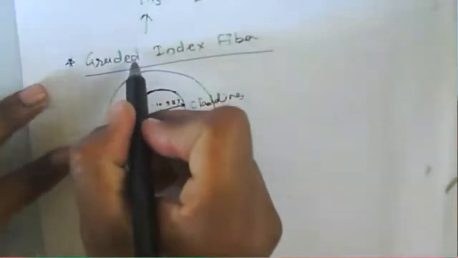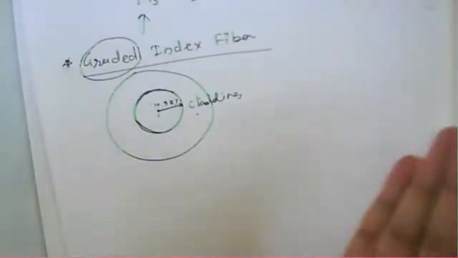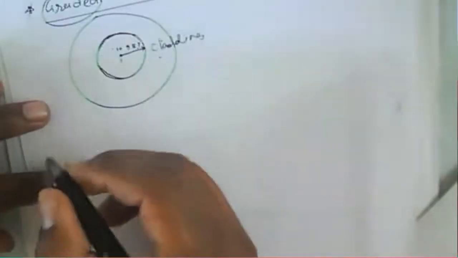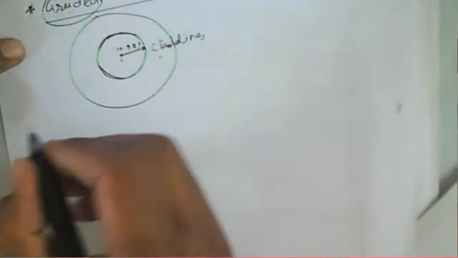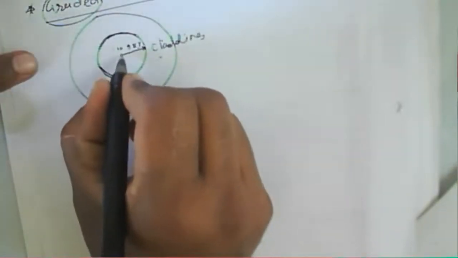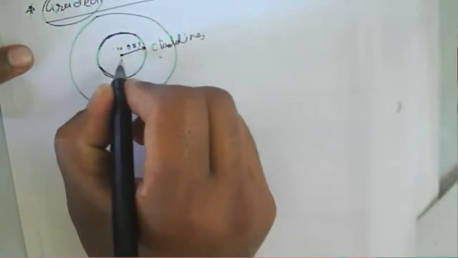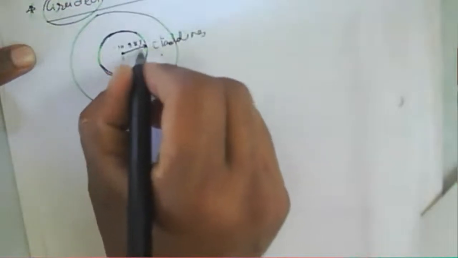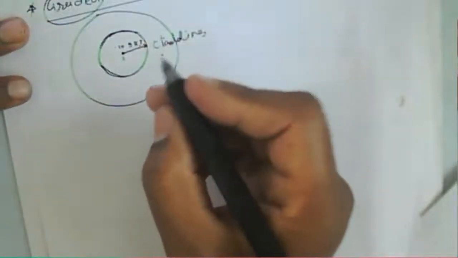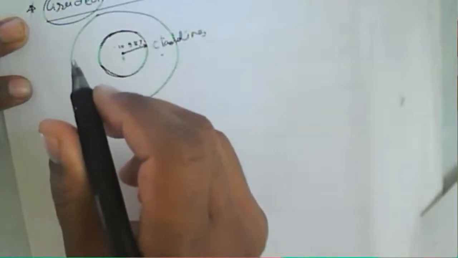Now in a graded index fiber, the refractive index profile will tell you the nature of the refractive index of the core. At the center of the core it is highest, and when you go away from the center, radially, it decreases. So n1 varies. There is a variation in the value of n1 here.